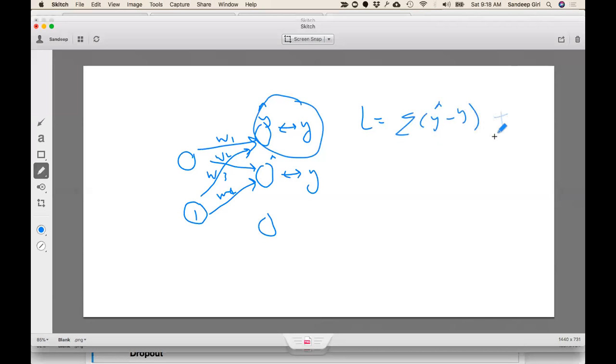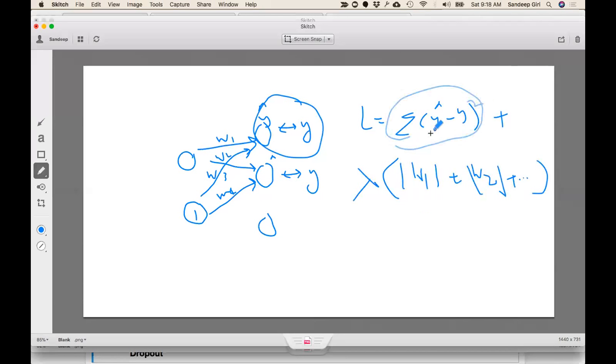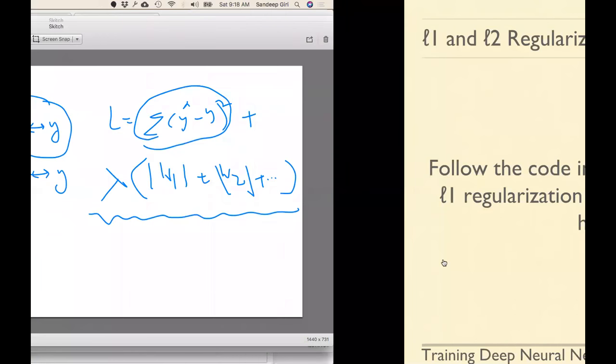Plus we are saying sigma of the absolute value of W1, W2, W3 and W4, and then we are putting this. So this is something that we always minimized, right? This is an extra term. In case of L1, this is the modulus. In case of L2, this is just squared. Okay, so that's what is going on.